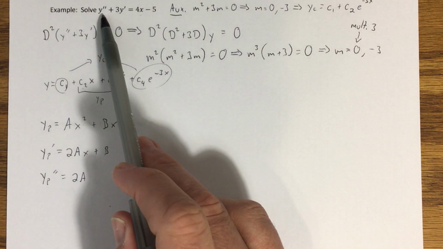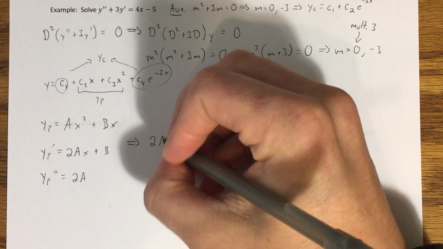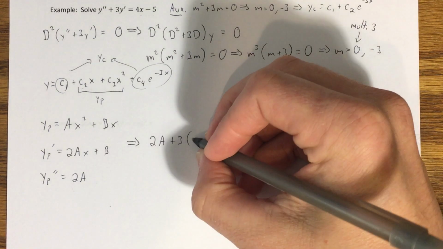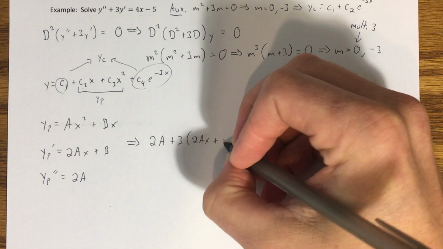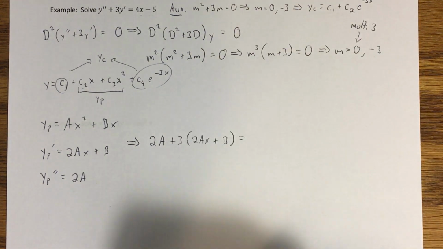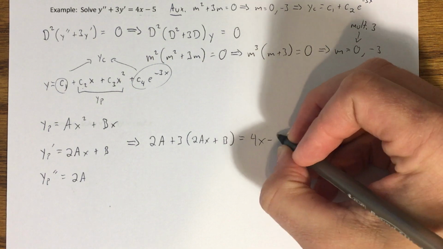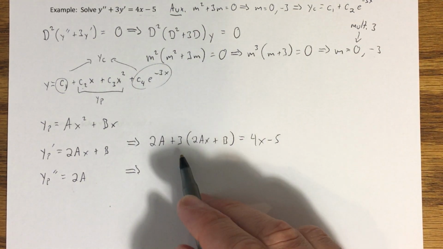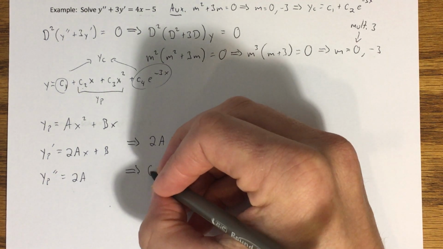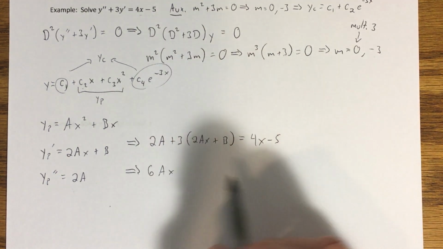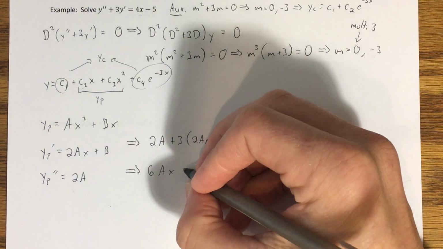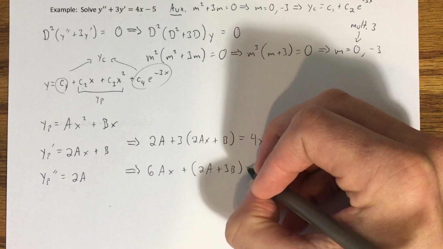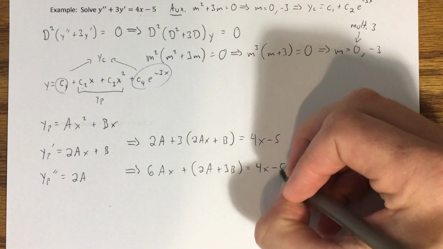So my y double prime looks like 2A plus 3y prime, which here looks like 2Ax plus B, and that is set equal to 4x minus 5. Regroup things so that we can solve for those coefficients. I'll get 6Ax right here, and then I'm going to have a 3B and a 2A. That makes up my constant term, so 6Ax plus 2A plus 3B equals 4x minus 5.